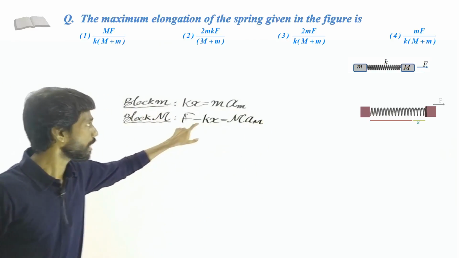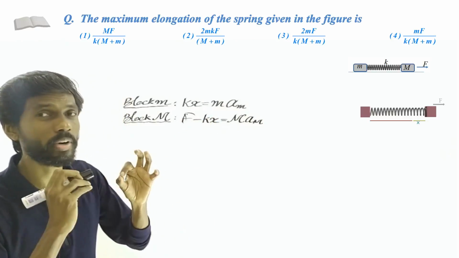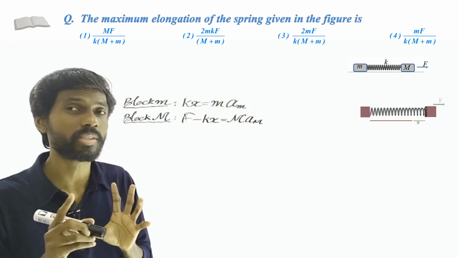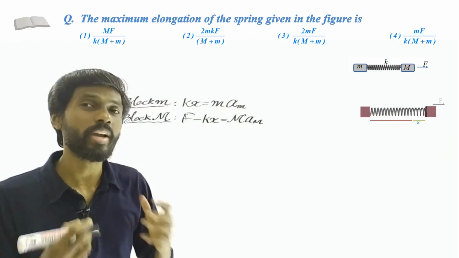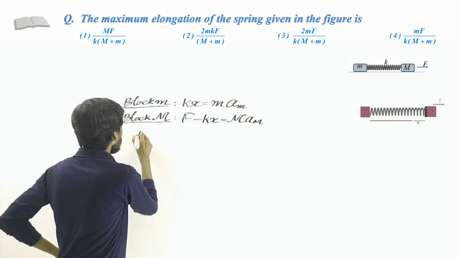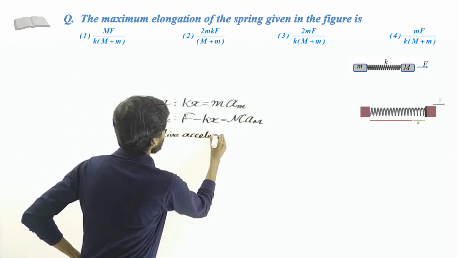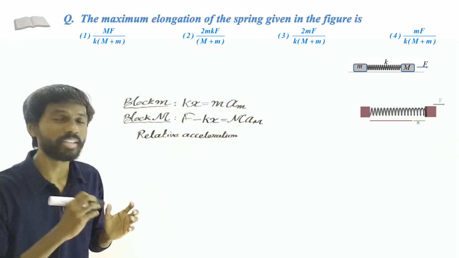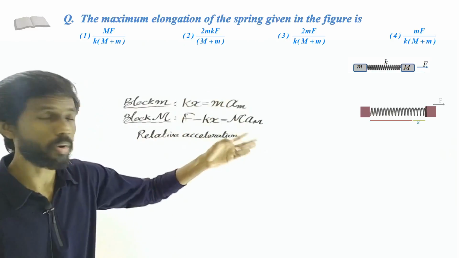Now let us find the accelerations of these two. When the maximum elongation happens, at that point of time the velocities are equal. That means the relative velocity is 0 at that point, which means the velocity of this minus velocity of that is 0. So let us start with relative acceleration. That means you are observing this in the frame of reference of any one of these blocks. Let us observe this from the frame of reference of the block of mass capital M.